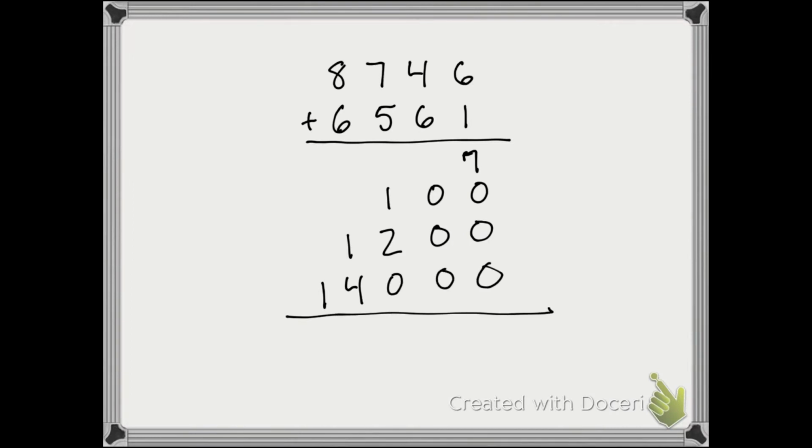And we're going to add up each of the partial sums to get our total sum. In the ones place we have 7. In the tens place we have 0. No tens. In the hundreds place we have 3 hundreds. In the thousands place we have 5 thousands. And in the 10,000s place we have 1 10,000. So our final answer is 15,307.